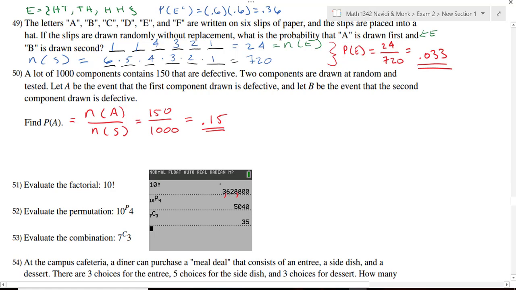So the answer to 51 is 3,628,800. The answer for number 52 is 5,040. And the answer for number 53 is 35.